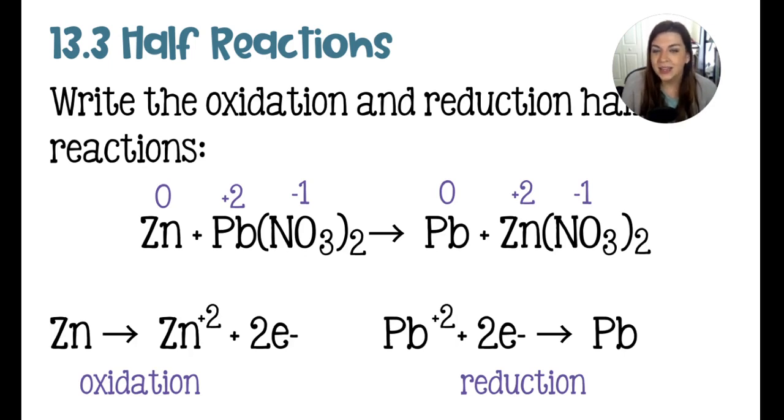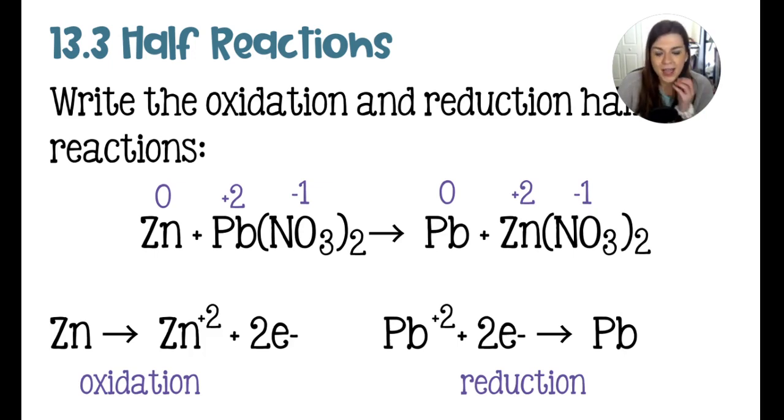The zinc and the lead on their own as atoms or as elements have a charge of 0. And then when they are ions, you can use the reverse, the uncrisscross method to figure out their charge. For each of them, it is +2 when they are bonded to the nitrates. So after first figuring out the oxidation states of everything involved in this chemical reaction, it's pretty easy to find what changes. The zinc goes from 0 to +2, and the lead goes from +2 to 0.